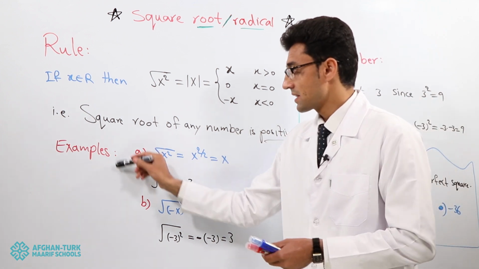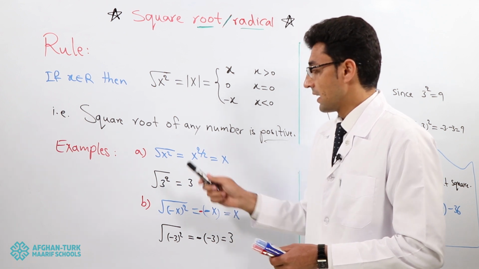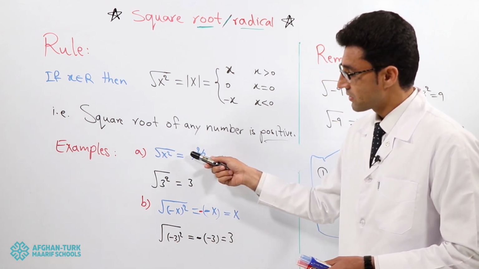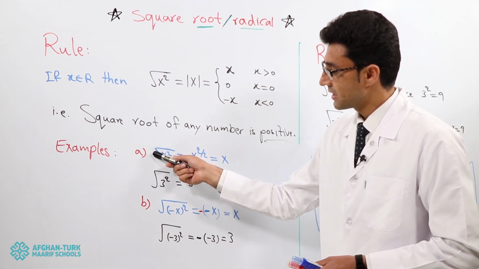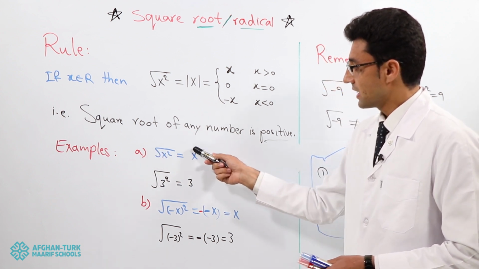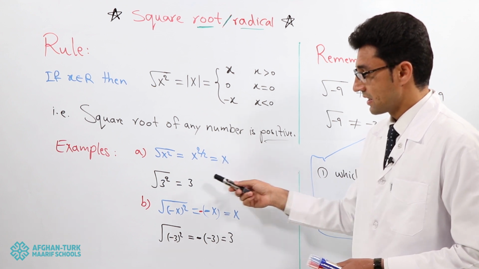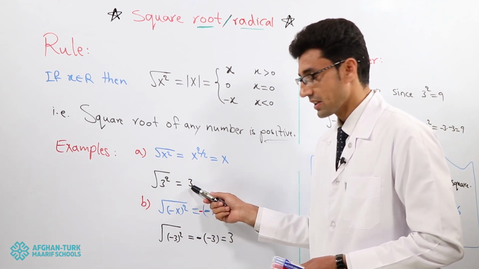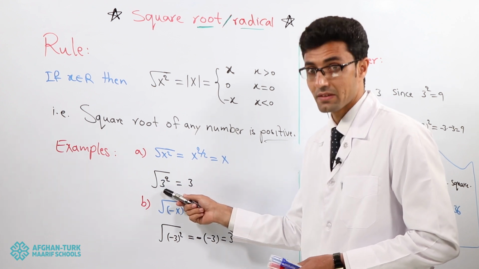Okay, there are some examples to understand better. The square root of x square is equal to x to the power of 2 divided by 2. 2 divided by 2 is 1. It is x. The square root of 3 to the power of 2 is how much? Only 3. Because it is a positive number.